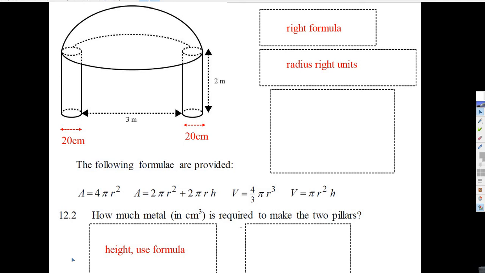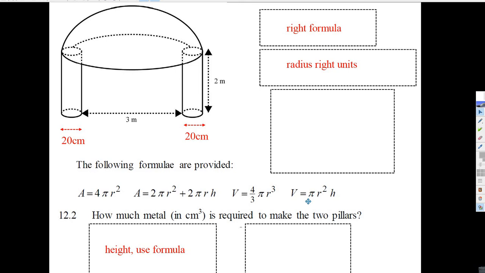Okay, we're back to this measurement problem and the next question. They say, how much metal in cubic centimeters is required to make the two pillars? Well, if they're saying cubic centimeters, they must be talking about volume. And they're talking about the two cylindrical pillars, so it must be pi r squared h.